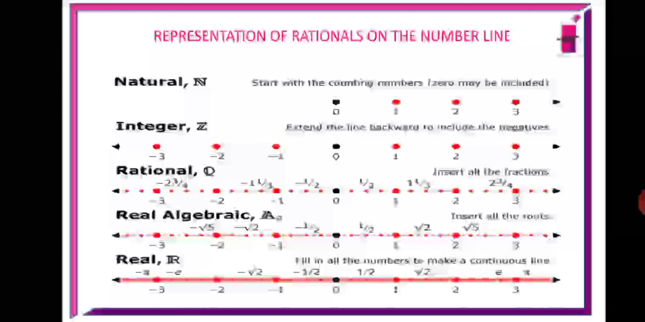So how is the representation of rational numbers on the number line? Natural numbers start with 1, whole numbers start with 0, 1, 2, 3. Then integers, you can see, extend the line backward to include the negatives. So insert all the fractions in rational numbers, then algebraic and real numbers. You can see how the number line looks.